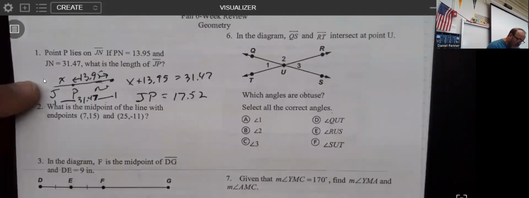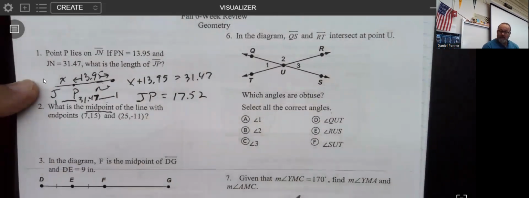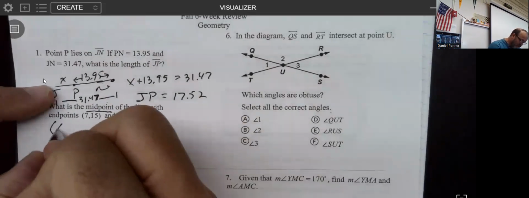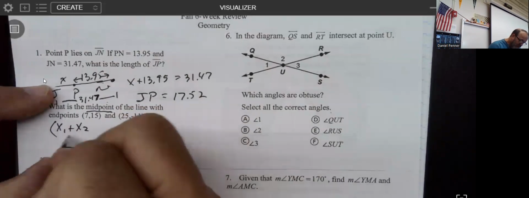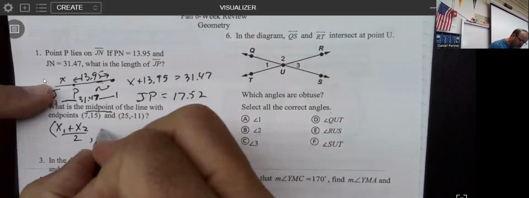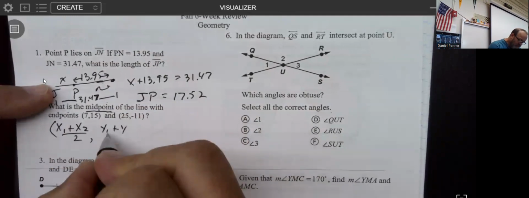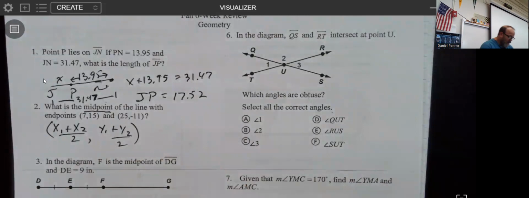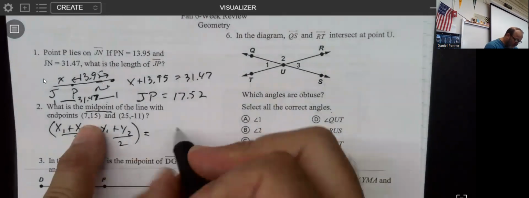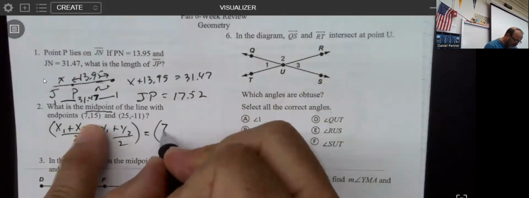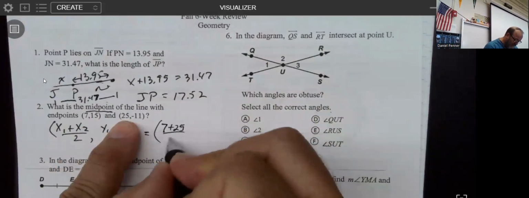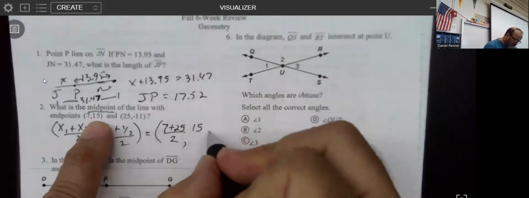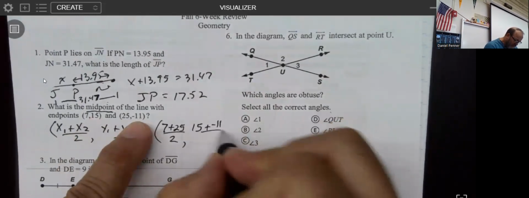Now for number 2, the midpoint means we should go ahead and use our midpoint formula, which says take the first X and the second X, add them together and divide by 2. Then it says take the first Y and the second Y, add them together and divide by 2. So for this particular story, I would take the first X, which is 7, the second X, which is 25, and divide by 2. I would take the first Y and the second Y and divide by 2.